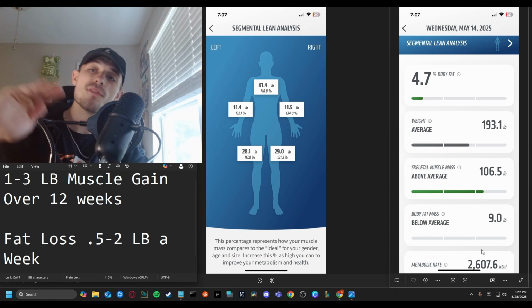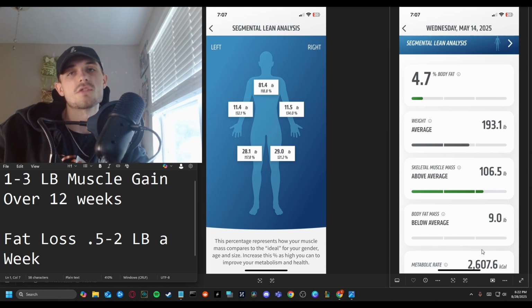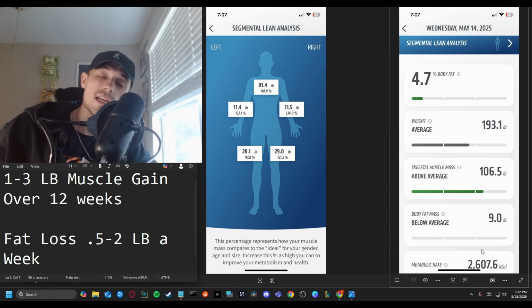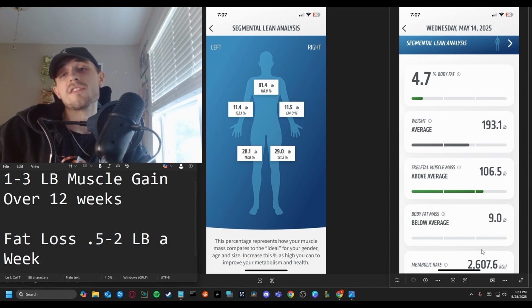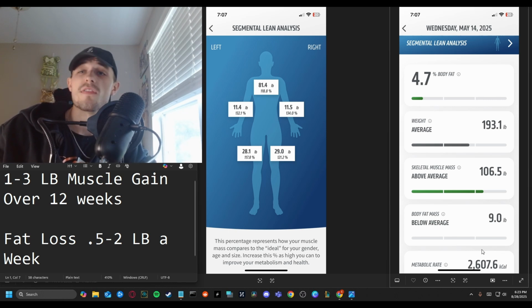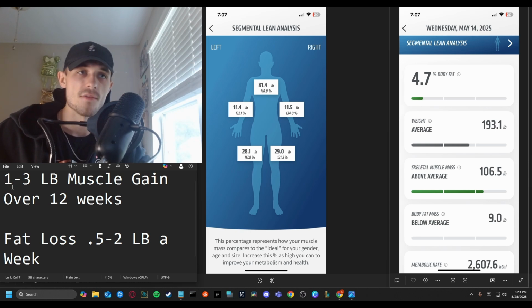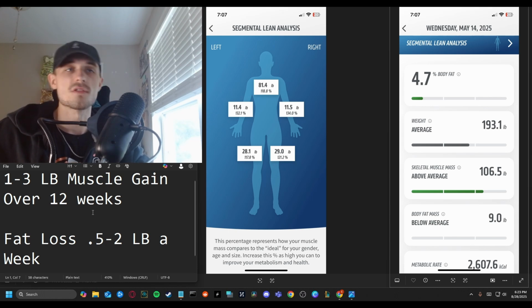Now, if I go above that, I'll be in a surplus, which is what you need to be in to gain muscle. If I ate right above that, within 250 to 1,000 extra calories per day, then I would be able to gain muscle. What you can expect for muscle gain is about 1 to 3 pounds of muscle over a 12-week period. So half to almost a pound per week or so.